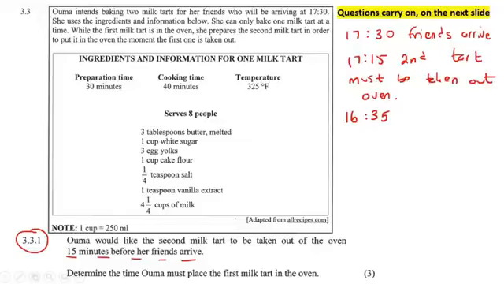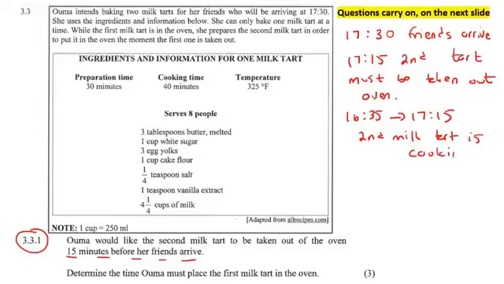So we know that from 16:35 up to 17:15, the second milk tart is busy cooking. Now you might want to say, okay, Kevin, now I'm just going to minus 30 minutes, but be careful. What they told us was that while the first milk tart was in the oven, she was busy preparing the second one. So the second milk tart's preparation time was happening at the same time that the first milk tart was in the oven.